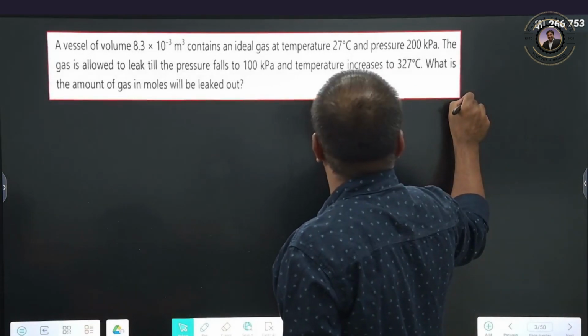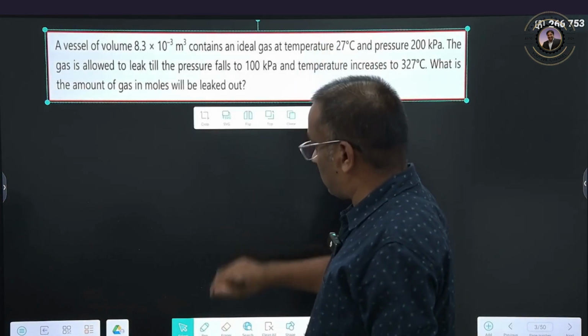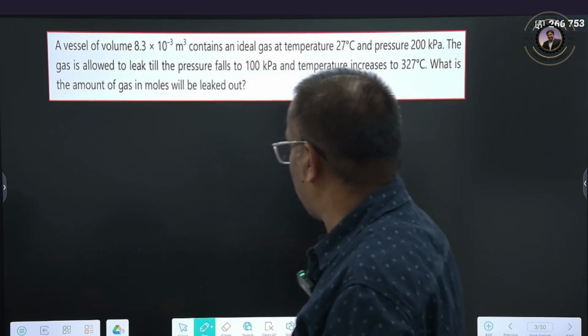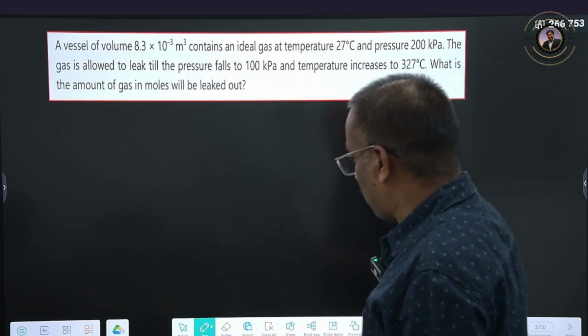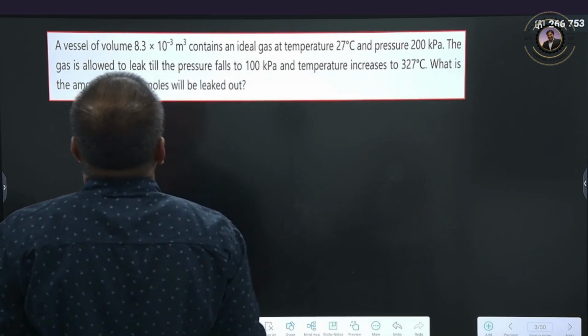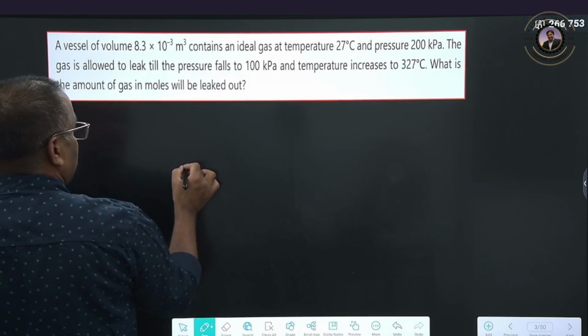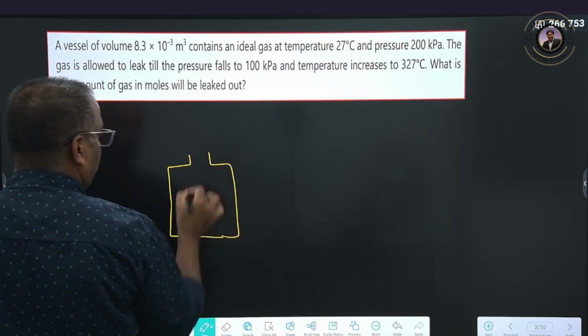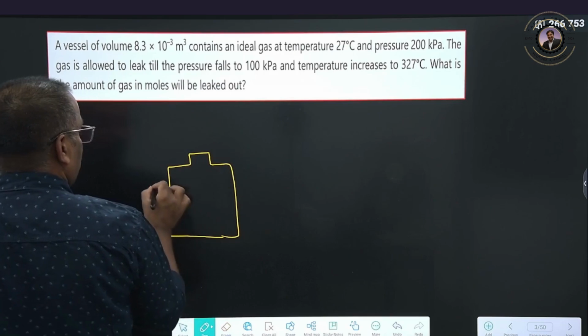If this question is not visible, please concentrate on my words so that you can understand very clearly. So here what is given now? A vessel is there. So it is given a volume. There is one vessel here. This is the vessel. Clear? So what is this volume now?